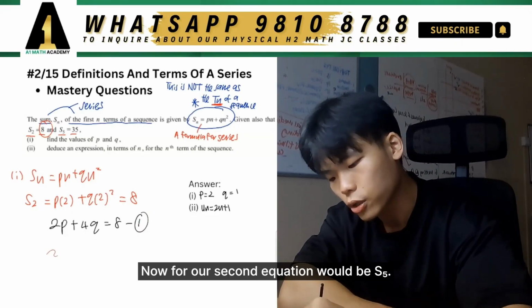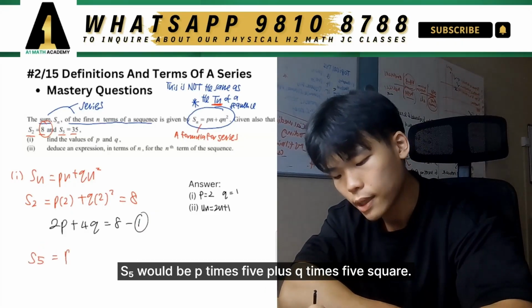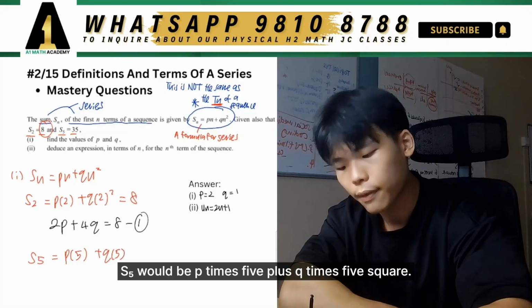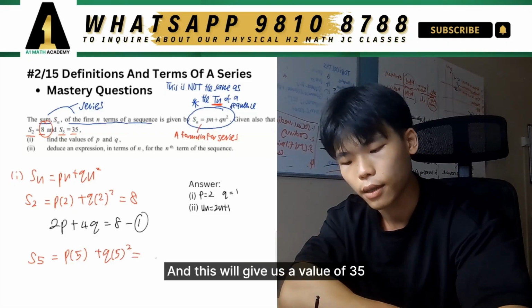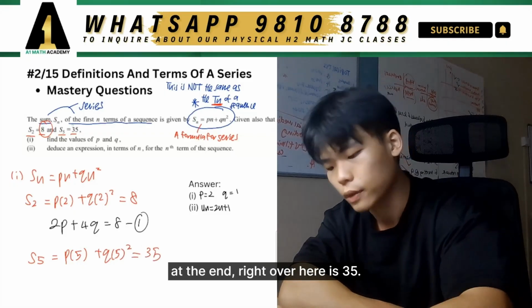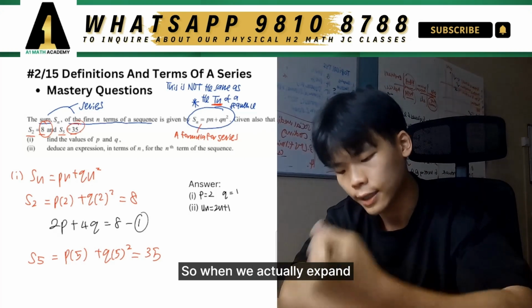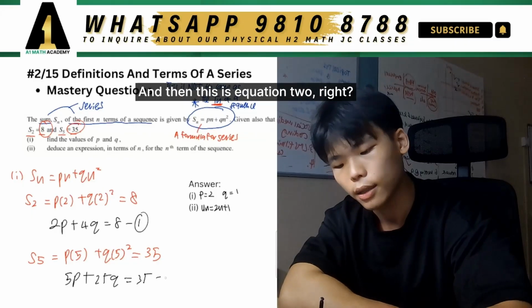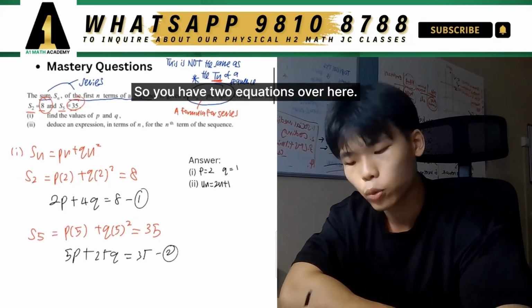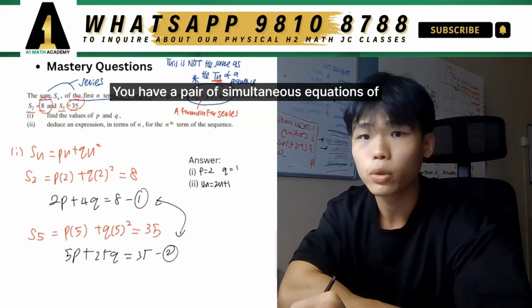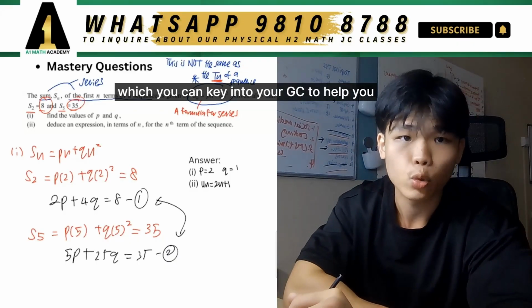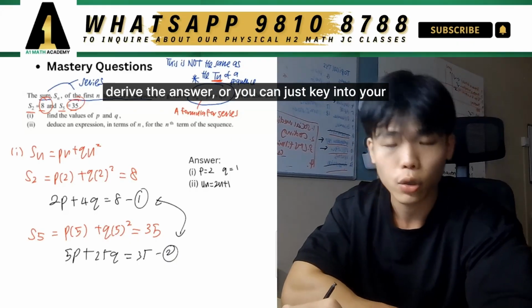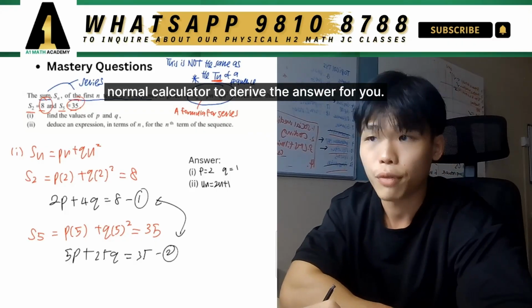Now for our second equation would be S5. S5 would be p times 5 plus q times 5 squared, and this will give us a value of 35 at the end, right over here is 35. So when we actually expand this, we get 5p plus 25q is 35, and then this is equation 2, right? So you have two equations over here. You have a pair of simultaneous equations, of which you can key into your GC to help you derive the answer, or you can just key into your normal calculator to derive the answer for you.